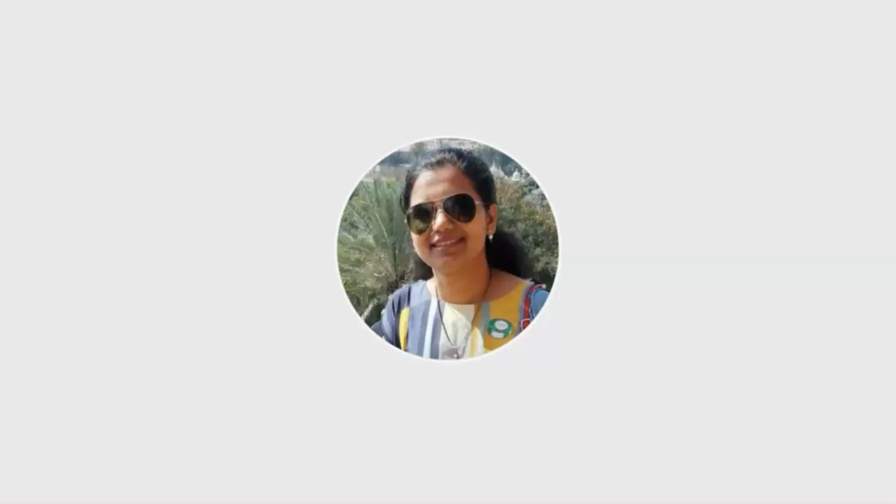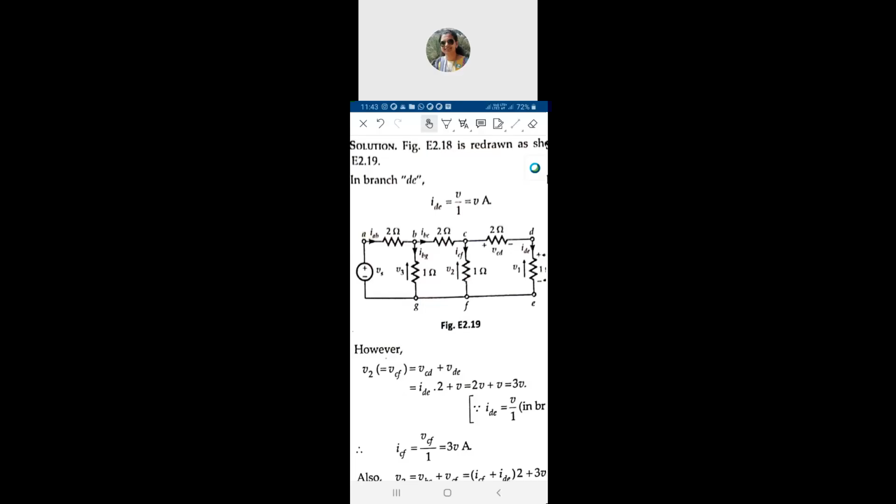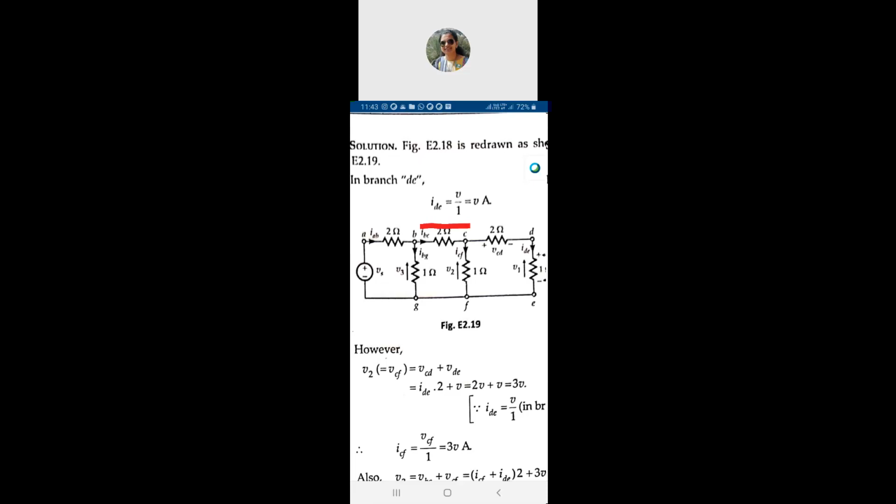Using Ohm's law, I is equal to V by R. R we know, it is 1 ohm. So IDE will be equal to V divided by 1, that is V ampere. V ampere current is through the branch DE.